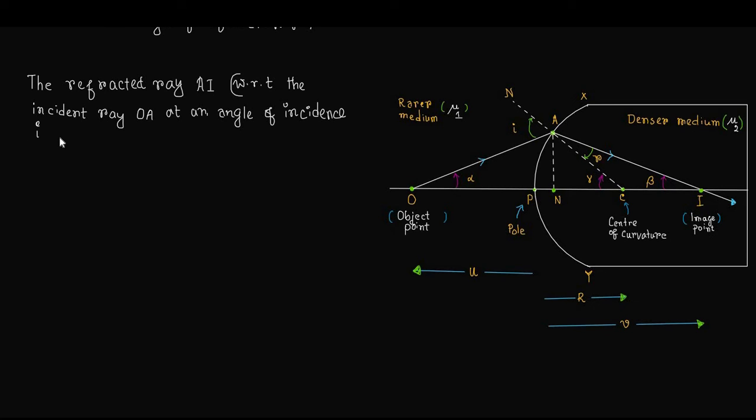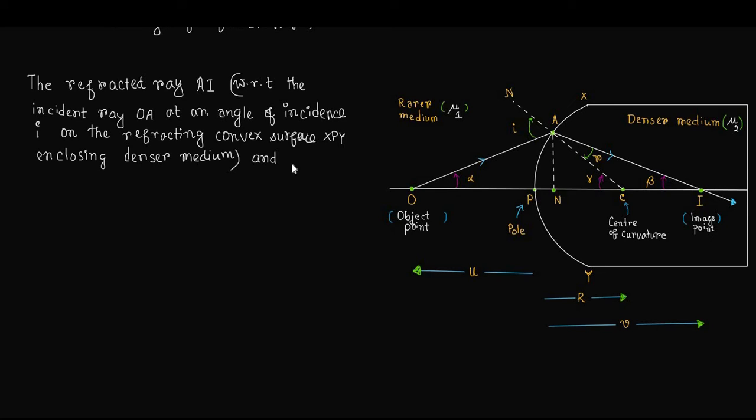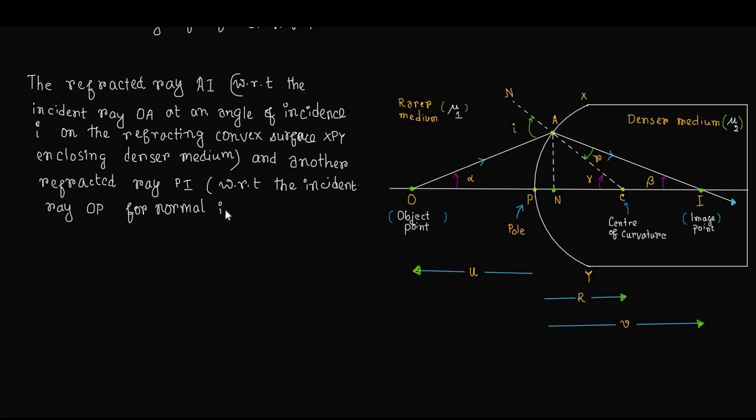The refracted ray AI with respect to the incident ray OA at the angle of incidence I, on the refracting convex surface XPY enclosing a denser medium of refractive index mu2, and another refracted ray PI with respect to the incident ray OP for normal incidence on the refracting convex surface XPY.